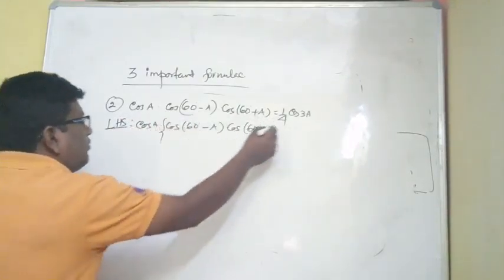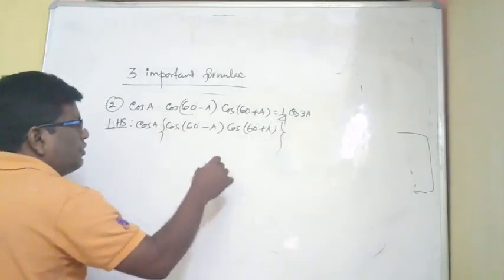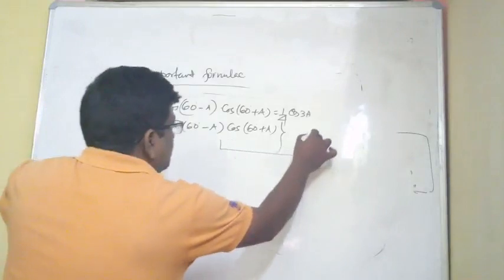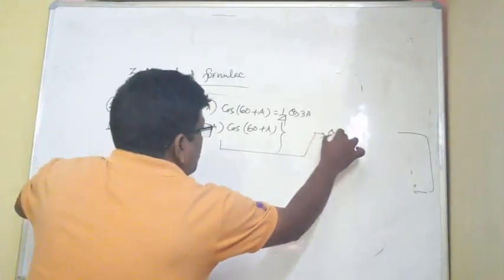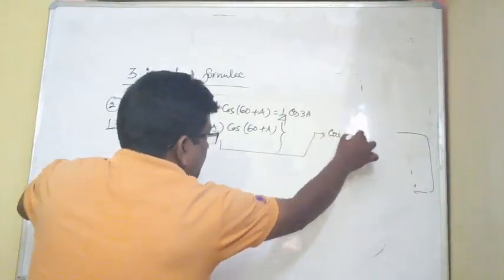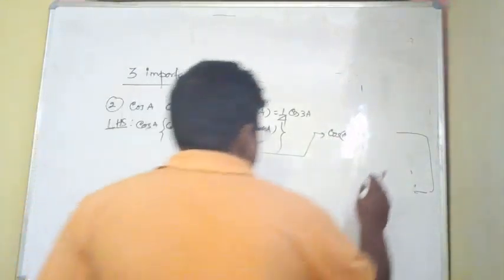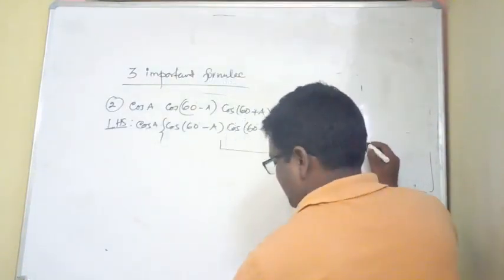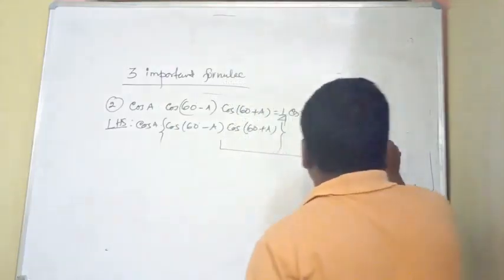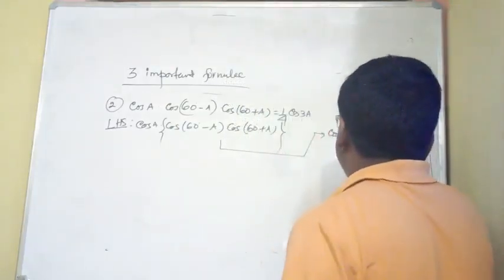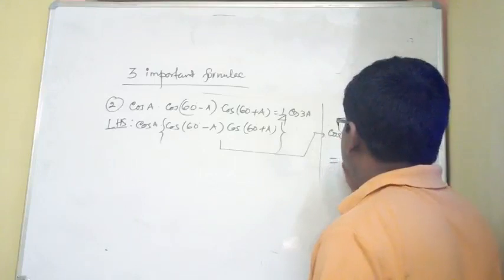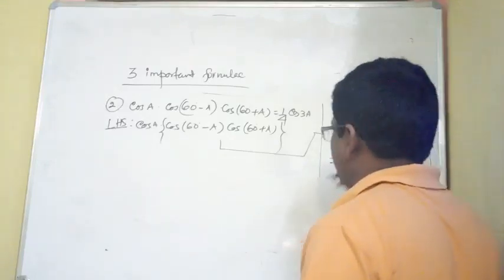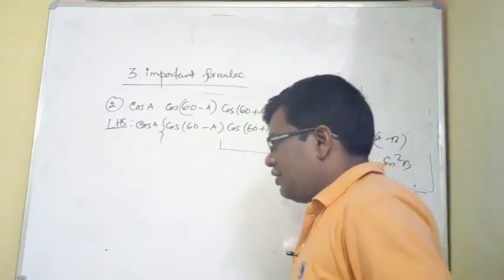This is the formula for cos² A − sin² B, which factors as cos(A + B) into cos(A − B). So apply this formula here.